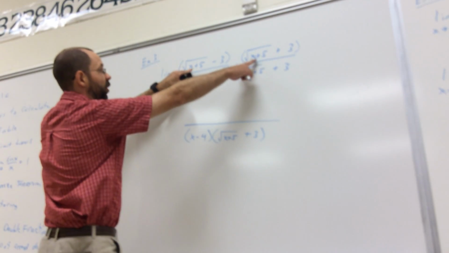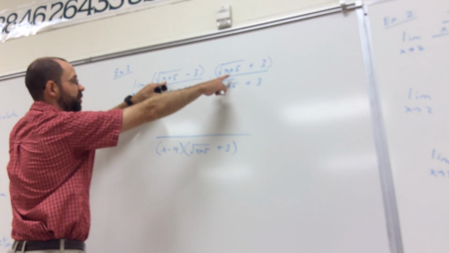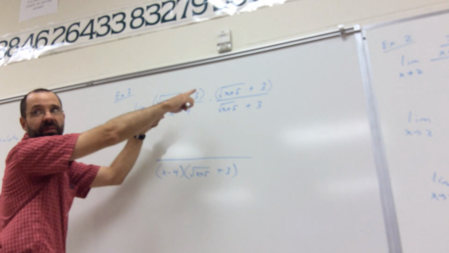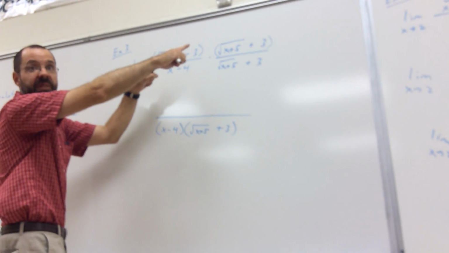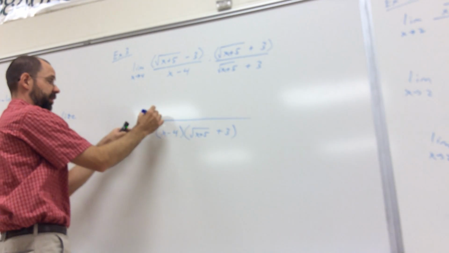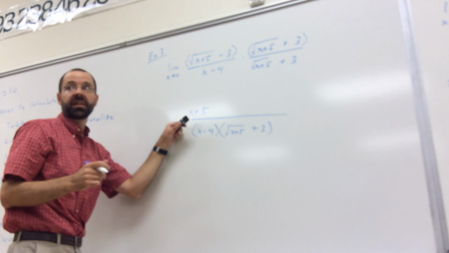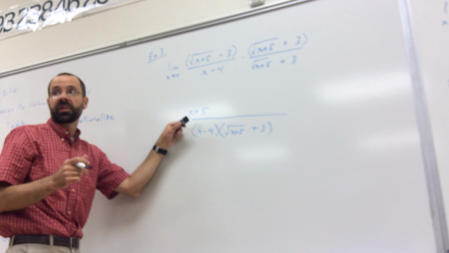Okay, so here's the firsts. Square root of x plus 5 times square root of x plus 5. What does that come out to? X plus 5, right? Because the square roots cancel. Just because you feel like everybody knows that, maybe you don't. Is everybody okay?